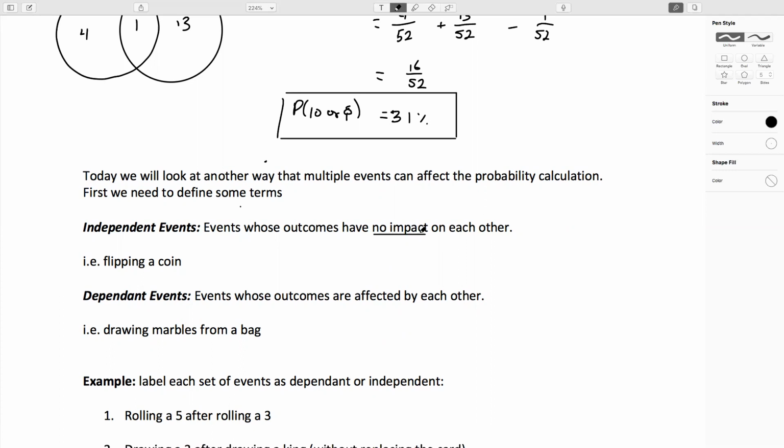So flipping a coin is a perfect example. The first time you flip the coin, it's 50-50. The second time you flip the coin, it's 50-50. The third time you flip the coin, it's 50-50. There's no greater chance of getting a tail, even if you flip 4 heads in a row.